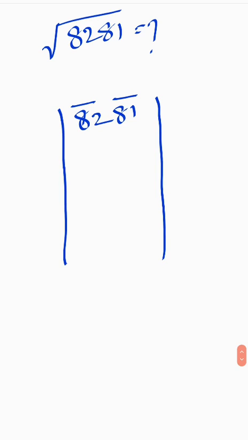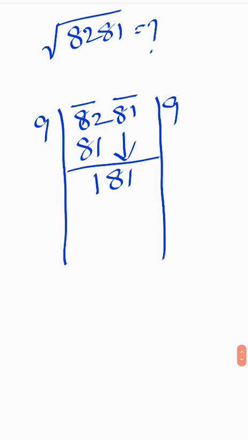9 nines are 81, and 81 is less than 82. If we take 10 tens, that is 100, it's more than 82, so that is not possible. So 9 nines are 81, and 82 minus 81 is 1. Now bring down the next two digits, 81. The second step is to multiply this 9 by 2: 9 twos are 18. Now we need to find one number to write in both boxes, and these two numbers must be equal.